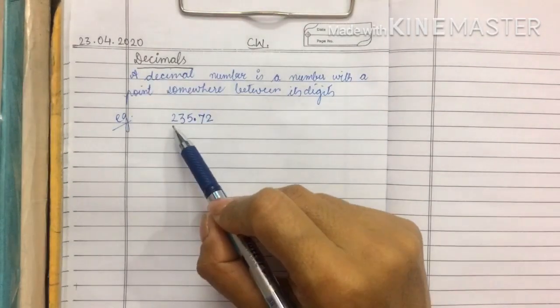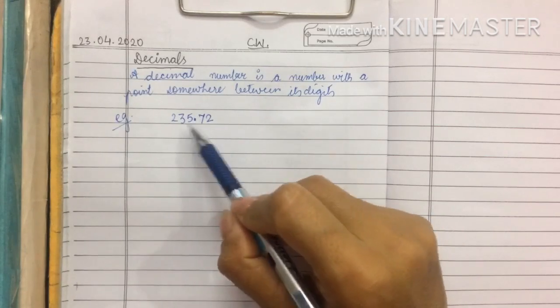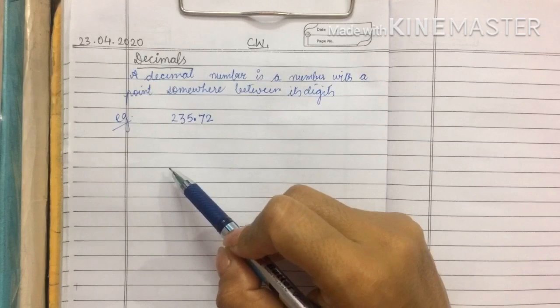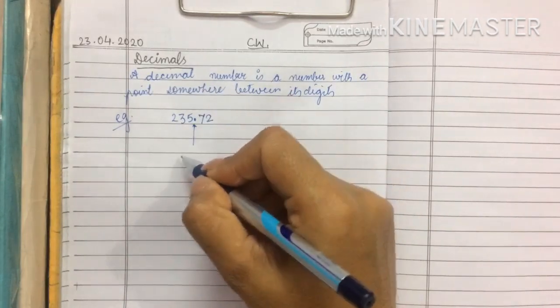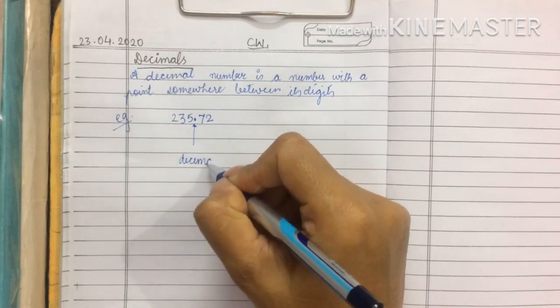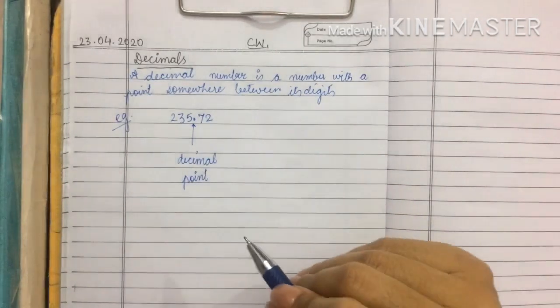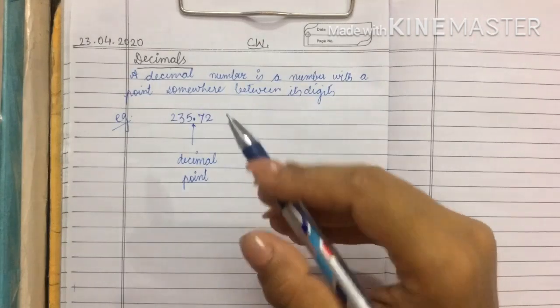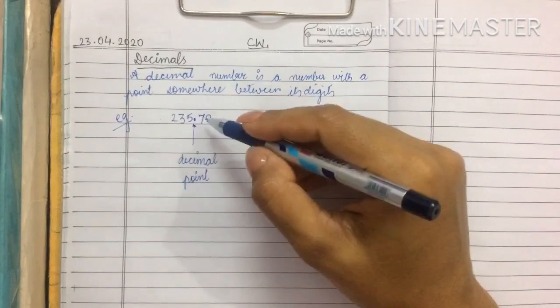So I have taken a number 2, 3, 5, 7, 2. I've put a point between 5 and 7. This is an example of a decimal number. This point is called the decimal point, and we simply refer to it as a point. This point divides the whole number into 2 parts.